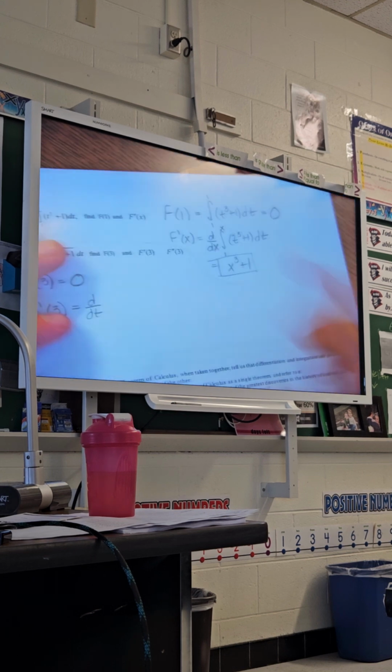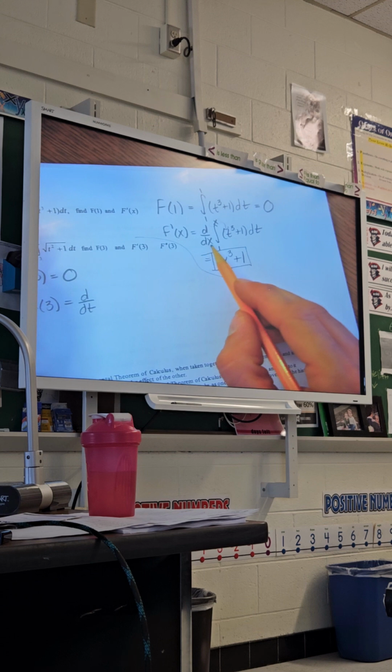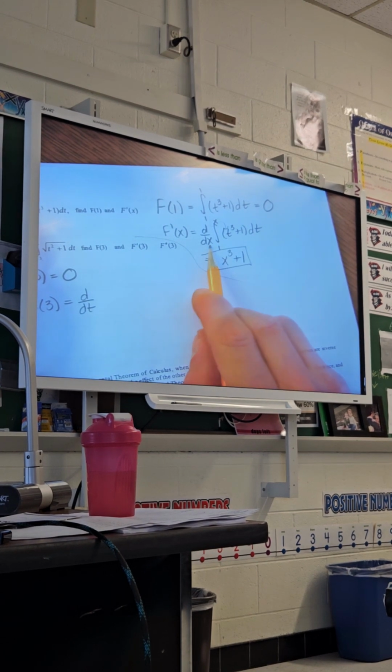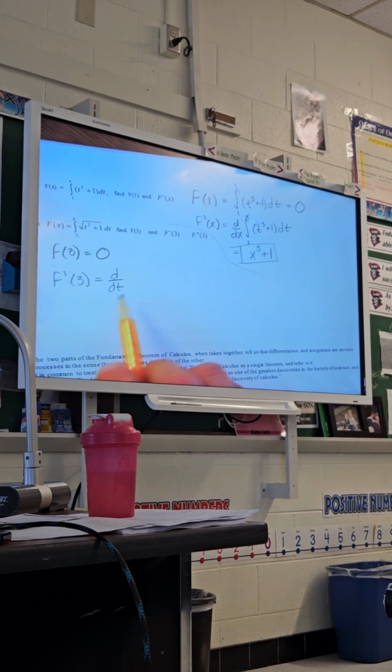Ms. Sprouts, was I right up here when I put derivative with respect to x? Because we were doing it. It should have been t. This should have been dt.